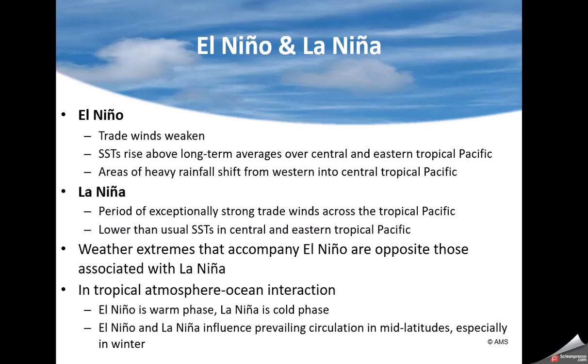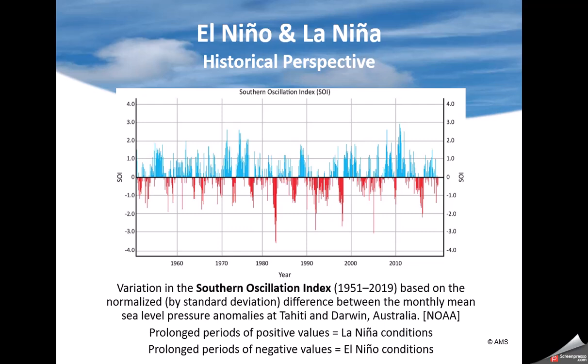As part of the global circulation, we have things like El Nino and La Nina. We also have a historical trend of those as well. You can see how they vary.